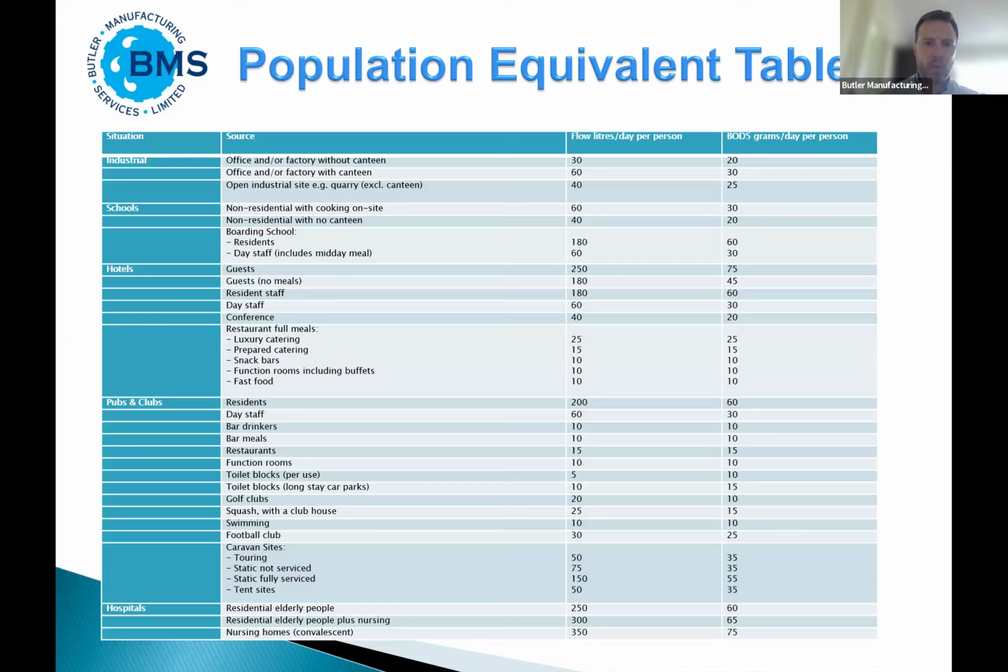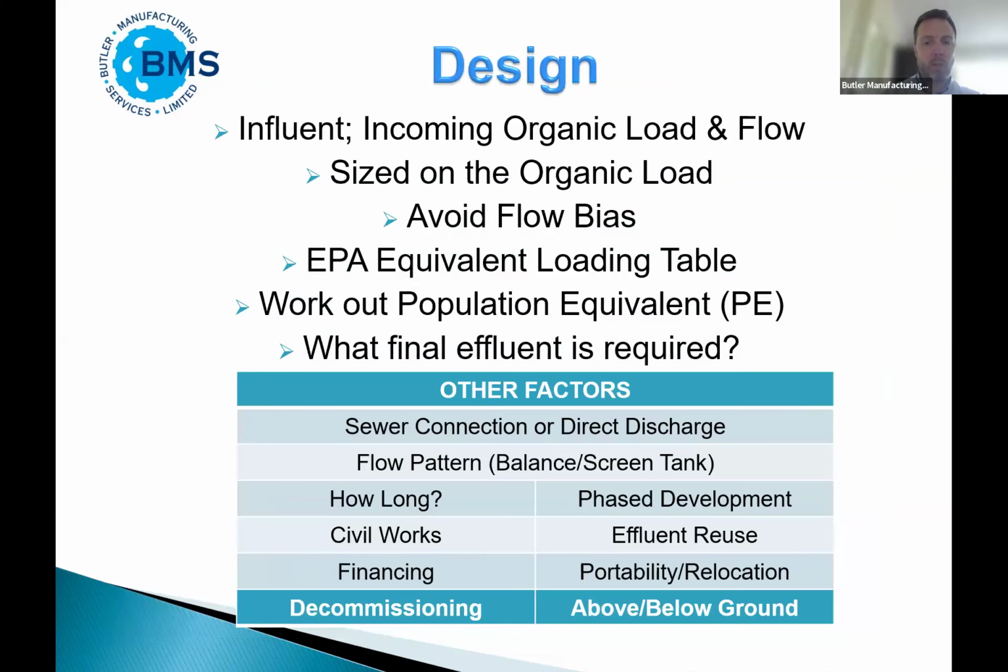But for example, if you look at the office and canteen, you can see there that the flow is 30 liters and the BOD is 20 grams. So that would give a concentration of 670 milligrams per liter, which is over double what the normal concentration of BOD in sewage is, which is 300 milligrams per liter. So you can see how going on flow alone can make you size the plant wrongly.